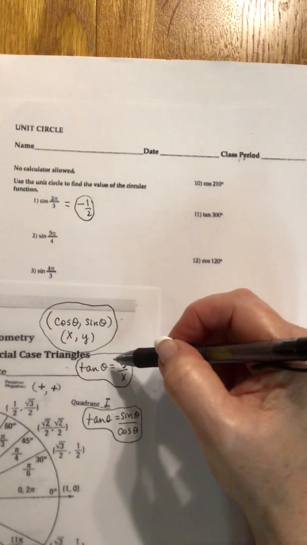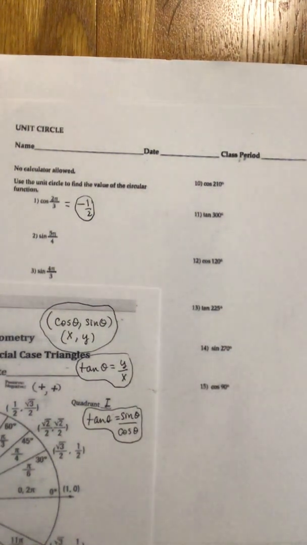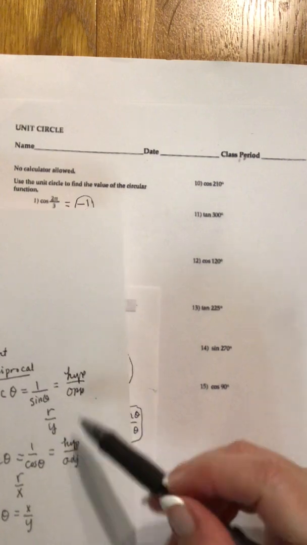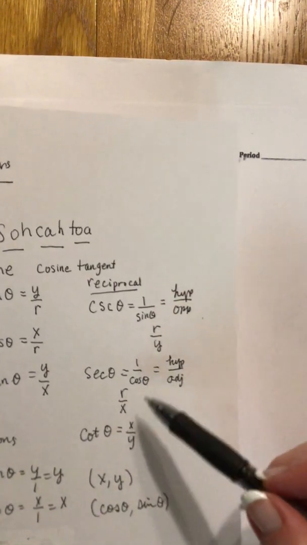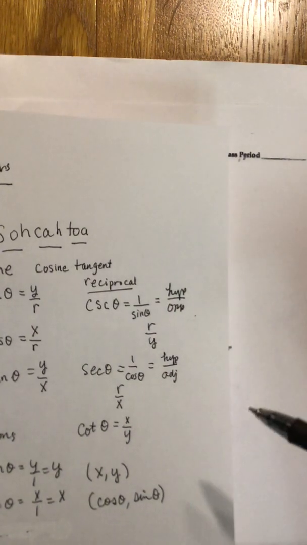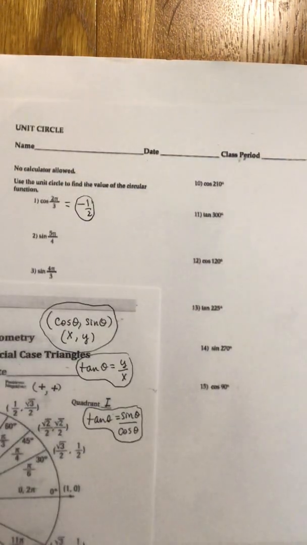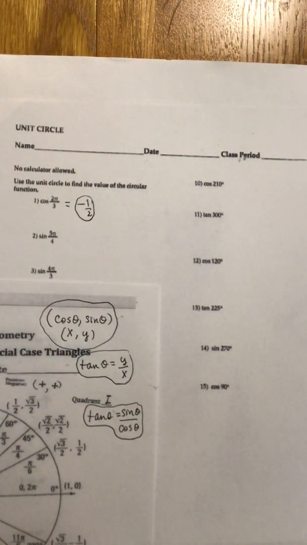Now, what about those other ones that we had? The reciprocal functions? We can use the same idea, but once we get it, we would just flip it over to use the cosecant, secant, and cotangent. Now you should have all those written down so that you can compare them.